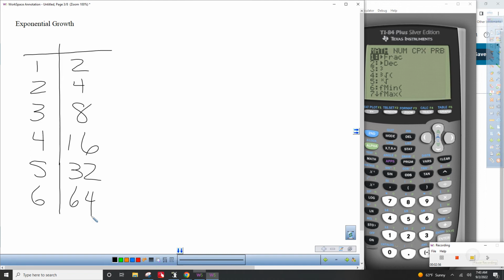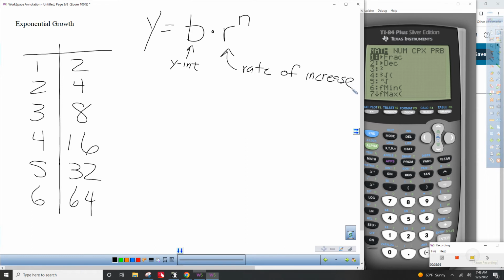The general formula for exponential growth is y equals b times r to the n power, or to the x power, okay? B is your y-intercept, and r is your rate of increase or decrease.